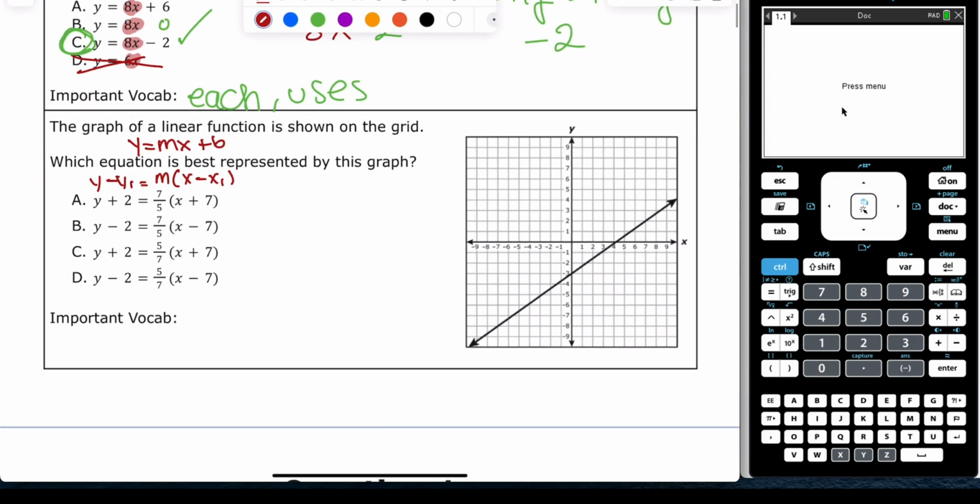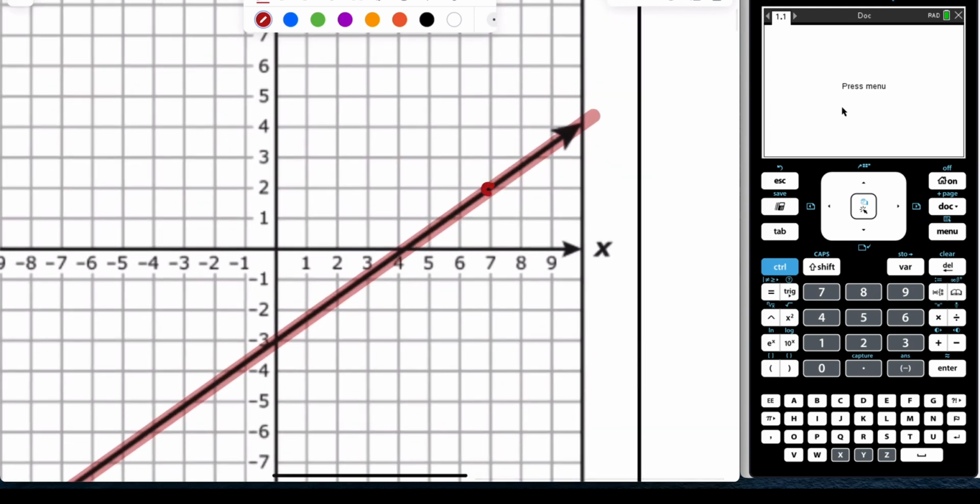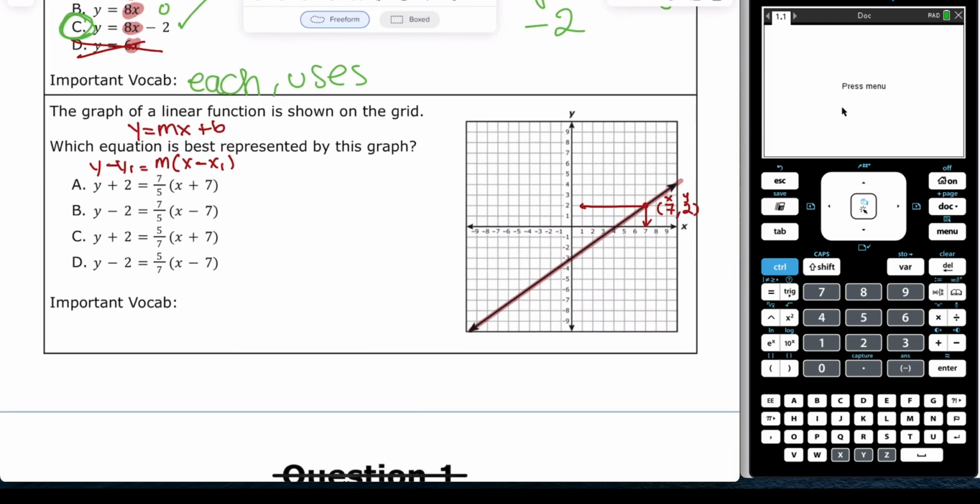So what I'm going to do is look at the line that they gave me on this graph, and I'm going to pick another perfect point off of here. Right here, this looks like a great point. For my x value, I have 7. For my y value, I have 2. Now, x and y are important to me because this is what I'm going to use for the true-false. When we are doing true-false, this goes for a ton of different questions, so this is great practice.